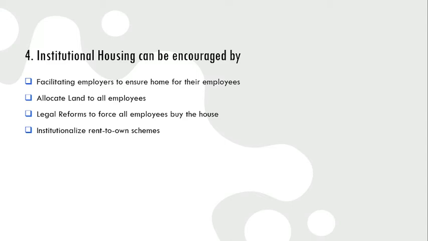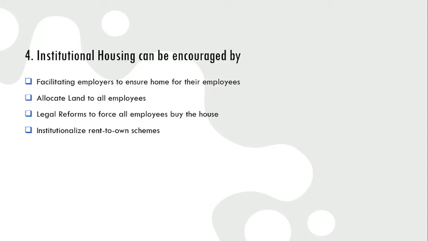So it is usually the employer's accountability to provide the employees with housing, that is the institutional housing, where the residents of these institutional housing are usually the people who benefit the employer in a direct fashion as they work and their productivity increases, because they get enough time apart from the traveling and other problems. So that is how institutional housing occurs. Institutional housing can be encouraged by the four options. The first one is facilitating employers to ensure homes for their employees.